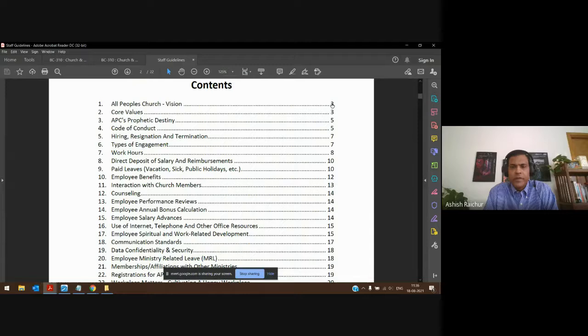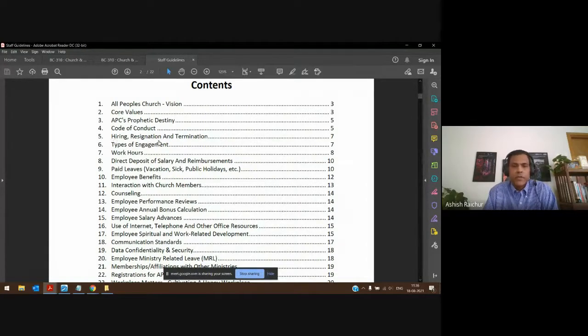What does this document contain? We tell them this is our vision. We tell them these are our core values. This is our destiny. This is what we are journeying into. We have something on code of conduct. How do you conduct yourself as part of this organization? This is important because we are a Christian organization. Therefore, we expect certain ethical standards, moral standards and biblical standards. Most organizations would have ethical standards, but for us, we also need biblical standards because we are a Christian organization, right? So we have a code of conduct.